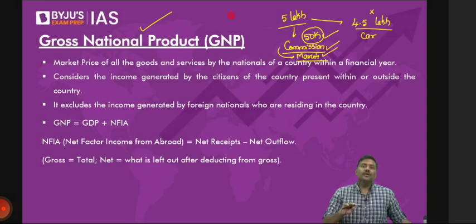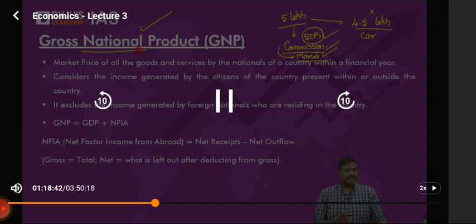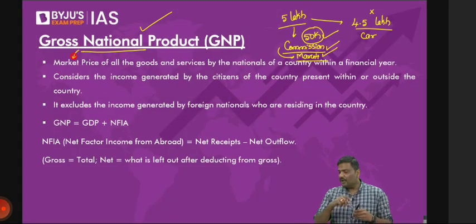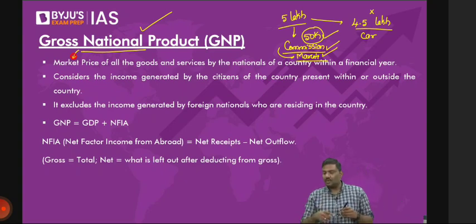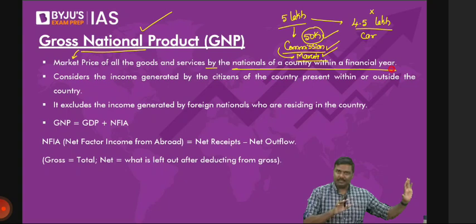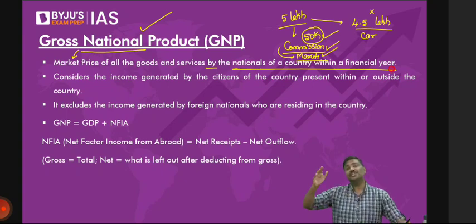Whenever you talk about GNP, gross national product, that's very important. What's the definition? Let me start with the definition. Gross national product simply refers to the market price of all the goods and services which are produced by the nationals of a country. Understand the difference here. In GDP, as long as it was produced in India, we counted it as part of India's GDP. In GNP, we are not worried whether it is produced in India or outside India. What is our focus here?